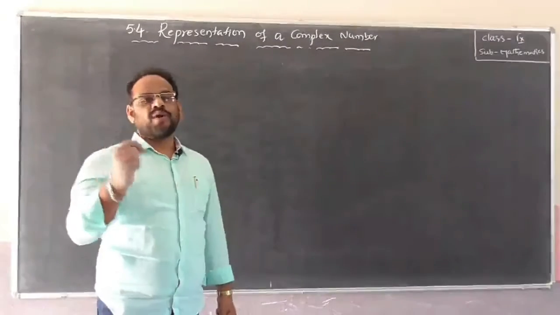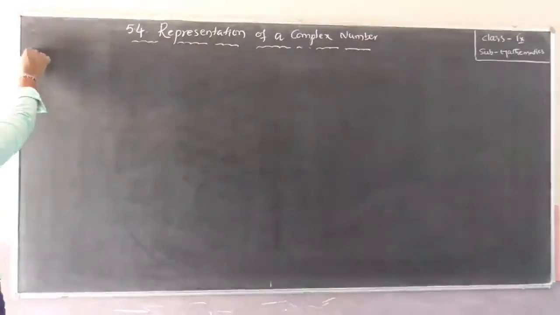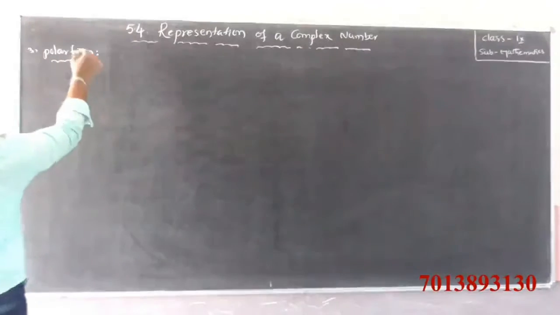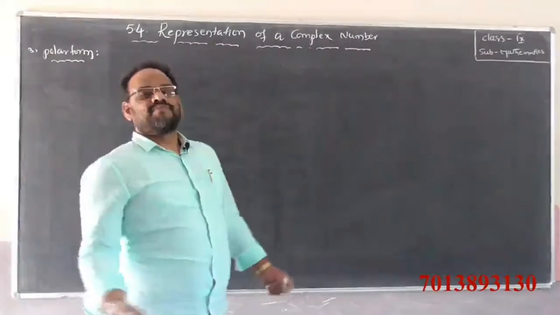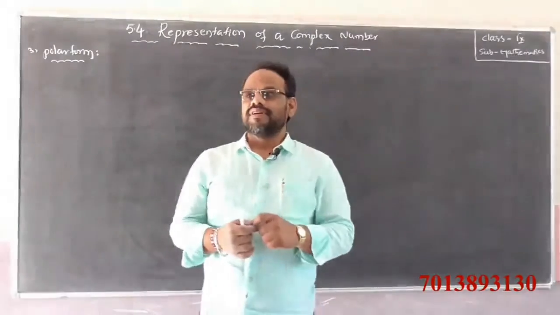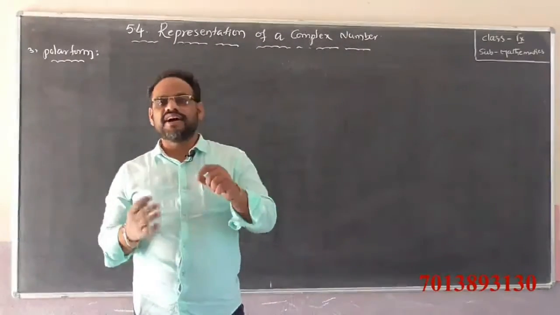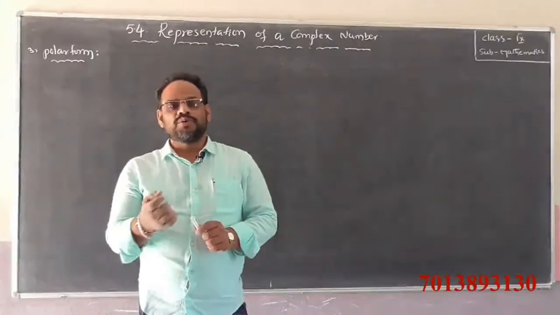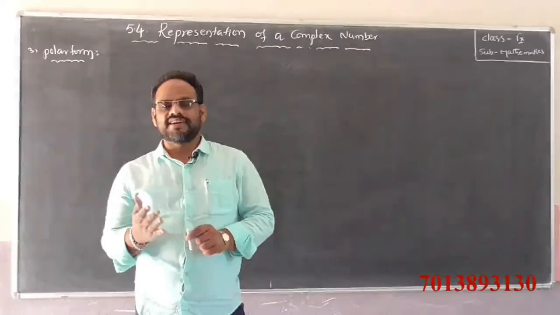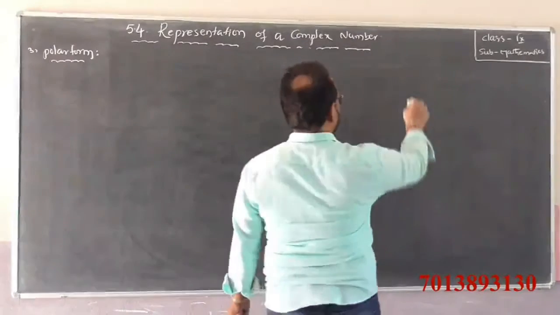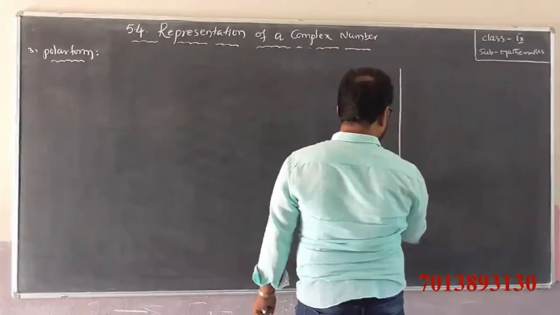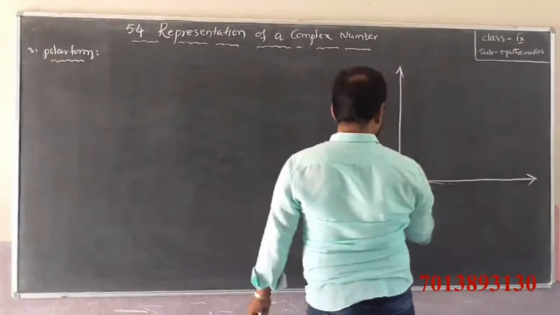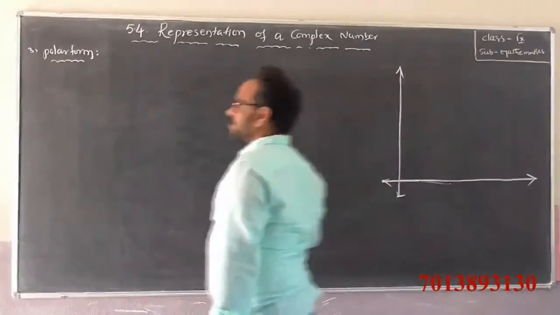Next one, polar form. What does polar form mean? They give the radius and angle. How do we represent the complex number with a radius and some angle theta? Suppose we have a complex number.